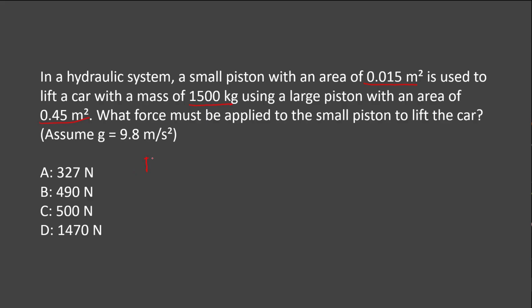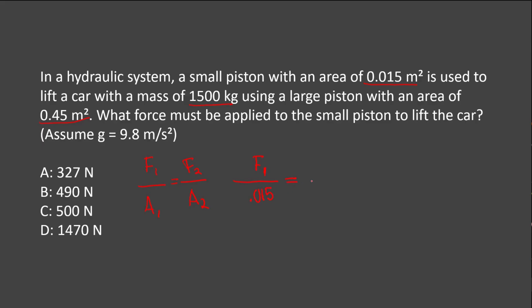And so this is another F1 over A1 problem. F1 over A1 is equal to F2 over A2, right? And so I know that this is what we're dealing with because we're dealing with a hydraulic system. And then from that, I'm going to figure out what numbers I need to figure out. So F1 is really the number that I want, right? F1 is the force applied to the small piston over the area of the small piston, which is 0.015.